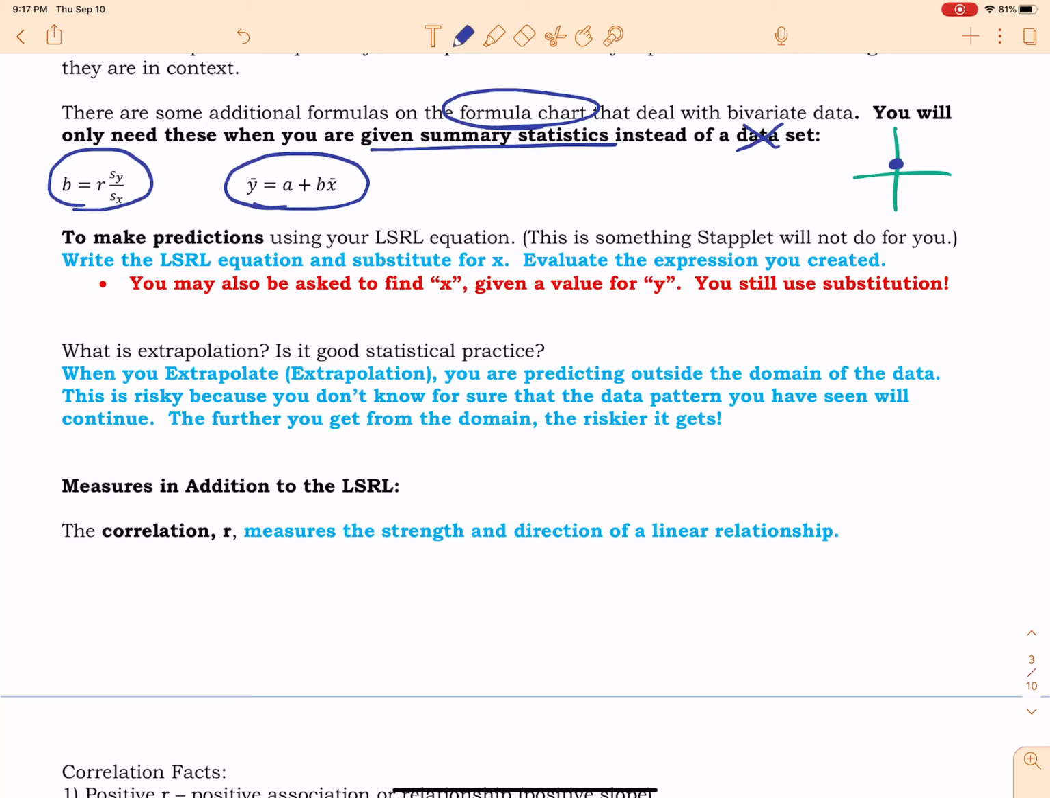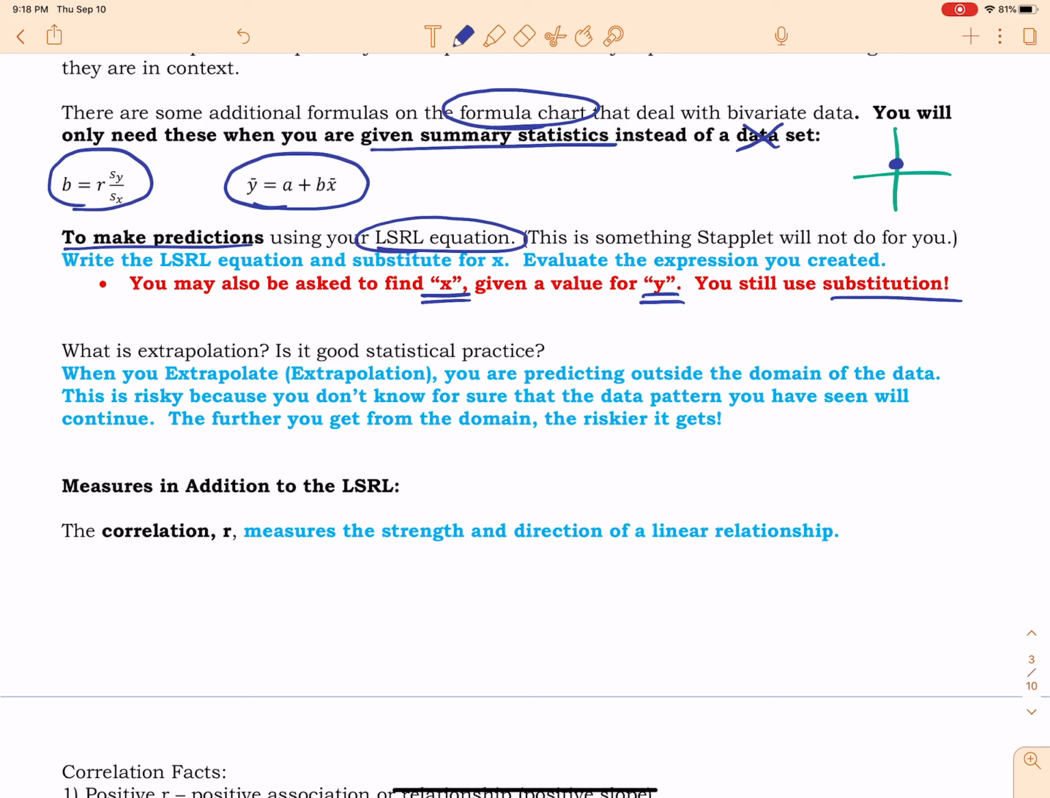All right, so of course we're going to use our LSRL equation to make predictions. That's the whole point of using it in statistical analysis, if you will. So when we write our LSRL and we substitute in for x some value, I want to know what y is when x is this, we're going to be evaluating it that way. And keep in mind, there are times you might be asked to find x given y. You're still going to use substitution. And this should be a simple algebraic concept, and I can refresh your memory when I'm going through examples if you've forgotten this.